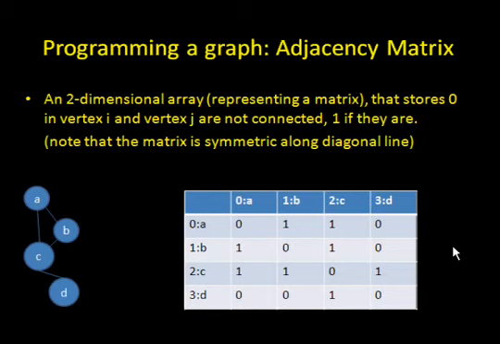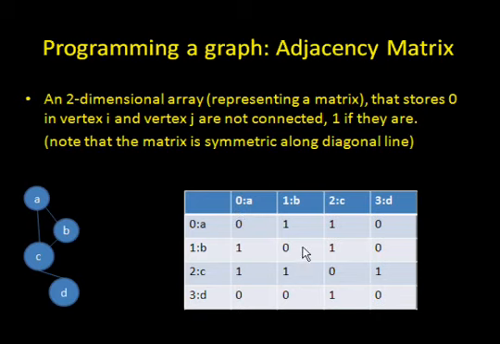If you know what a matrix is from math classes, you probably know that it's basically a table. In programming, it would be a two-dimensional array representing a matrix that stores 0 at position (i, j) if vertex i and vertex j are not connected, or 1 if they are connected. Anyway, it would take some representation of that.